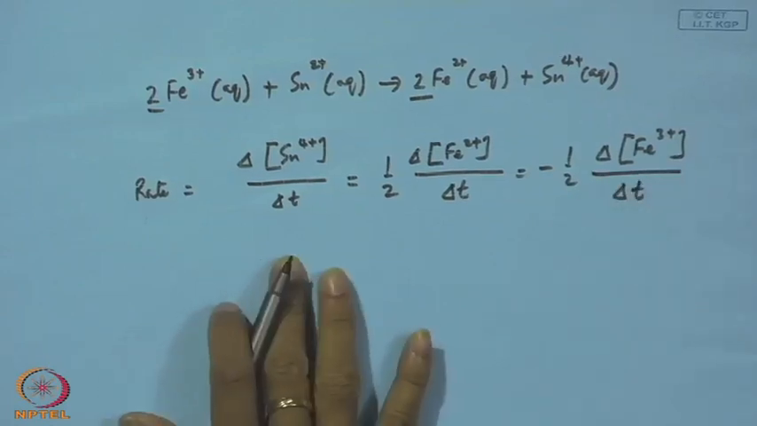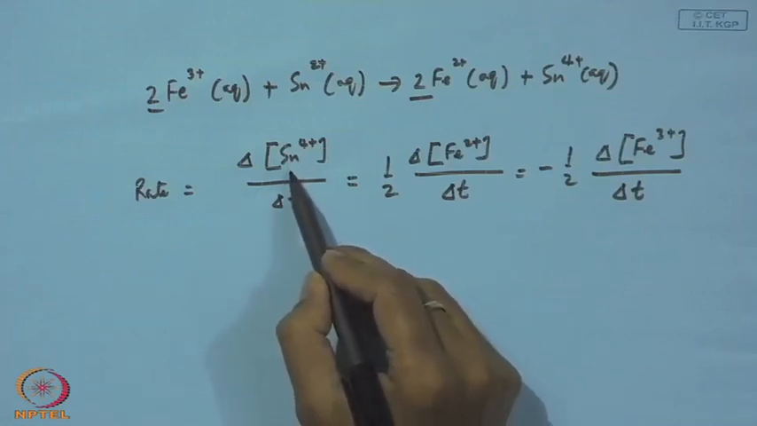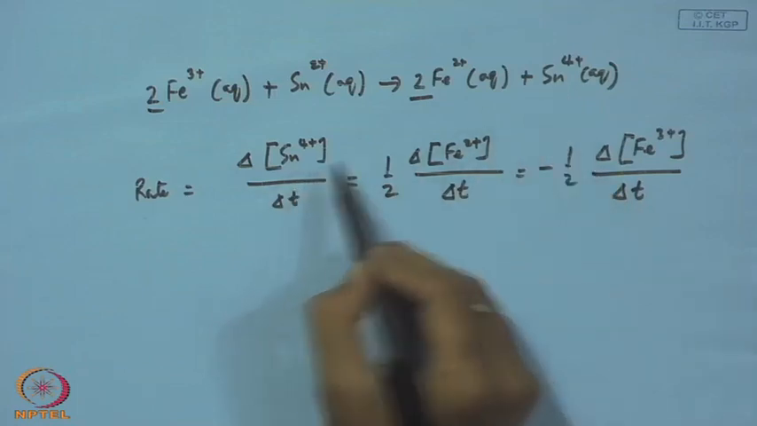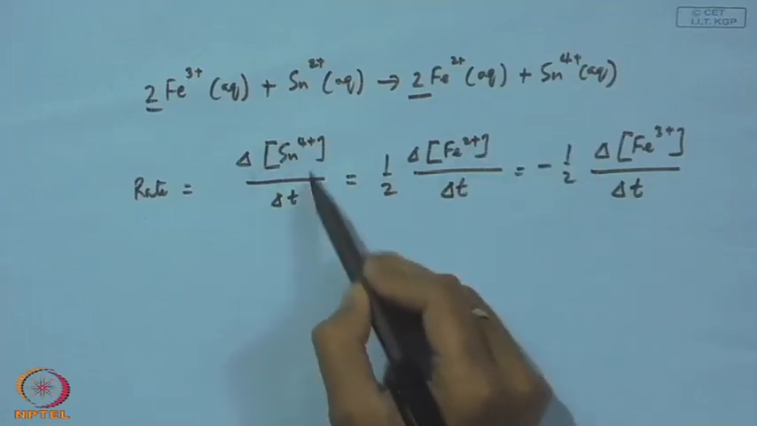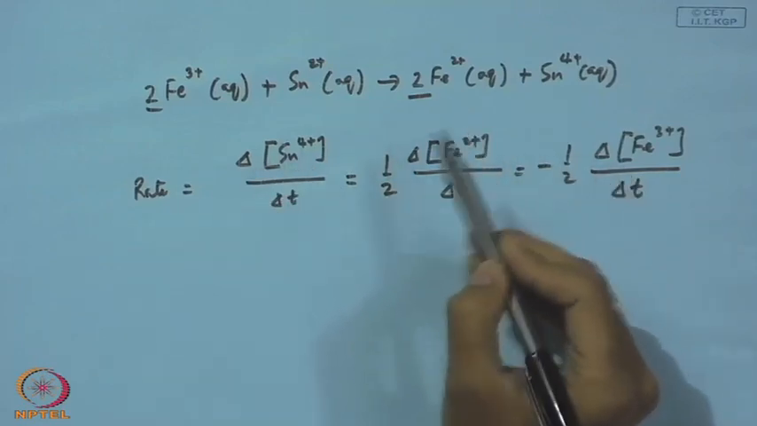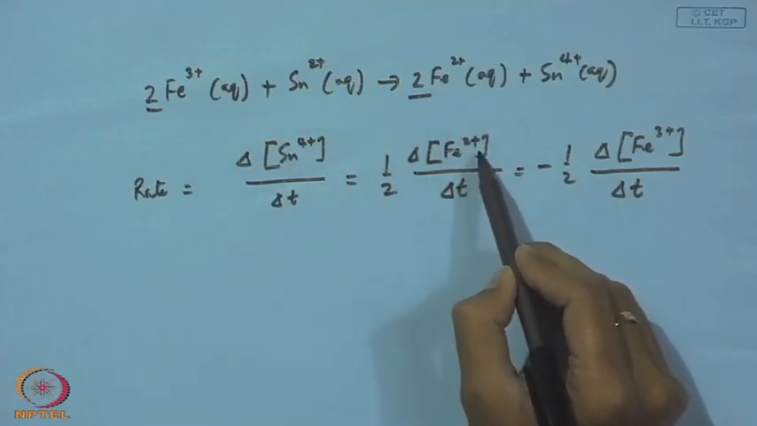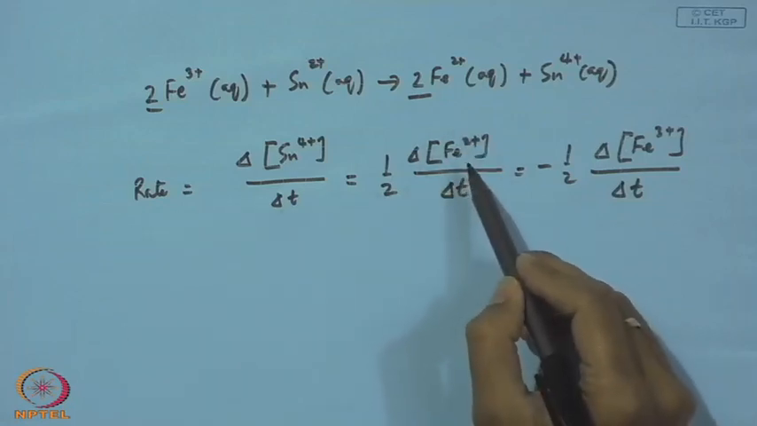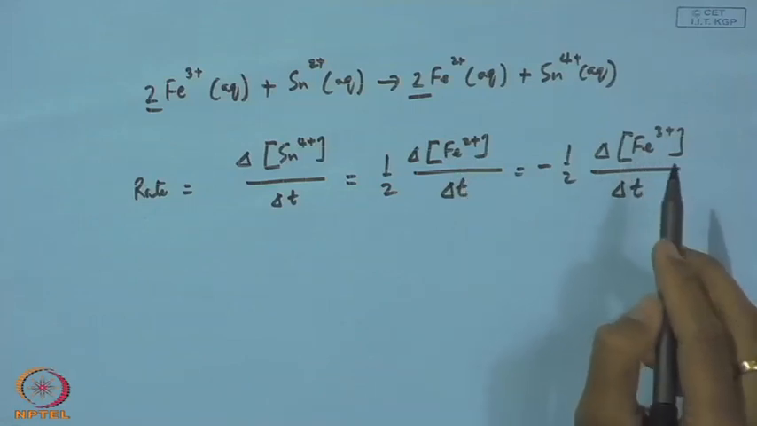So, this way we can write, because we can express rate in this way, the time rate of change of concentration of Sn4+, because at 0 time there was no Sn4+. Therefore, whatever Sn4+ is formed is the net Sn4+ formed. So, from that we can find out the rate. In the same way, we started with Fe3+, but initially there was no Fe2+. So, again your initial Fe2+ is 0. From that we can find out the rate of formation of Fe2+ or the rate of formation of Fe3+, and from that the overall rate of reaction.